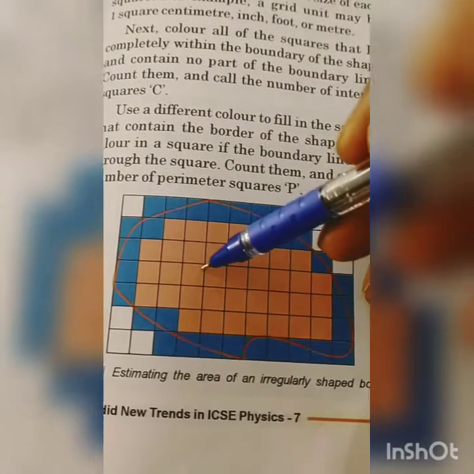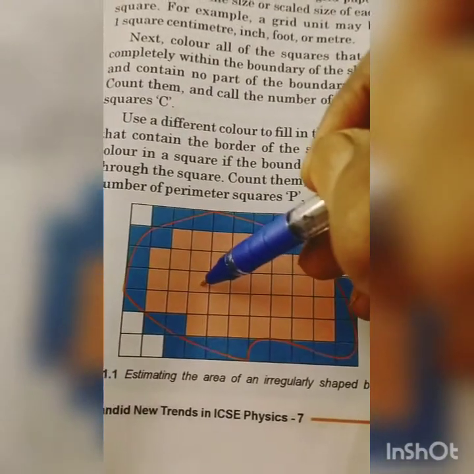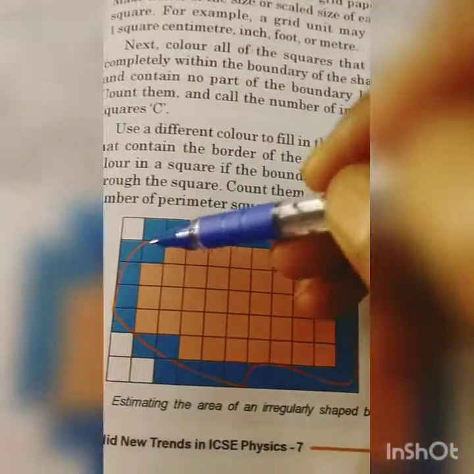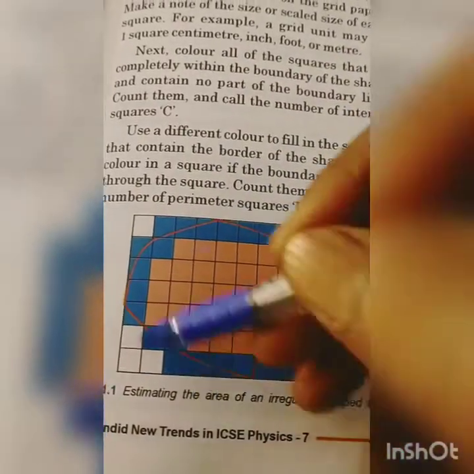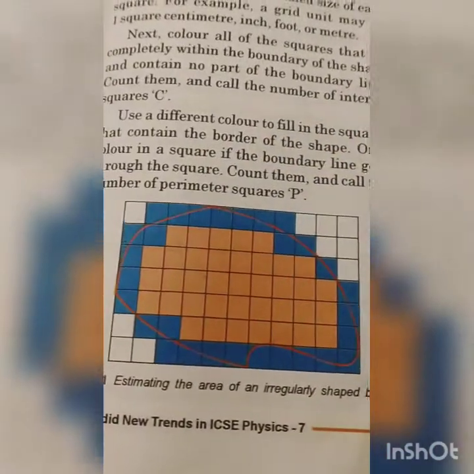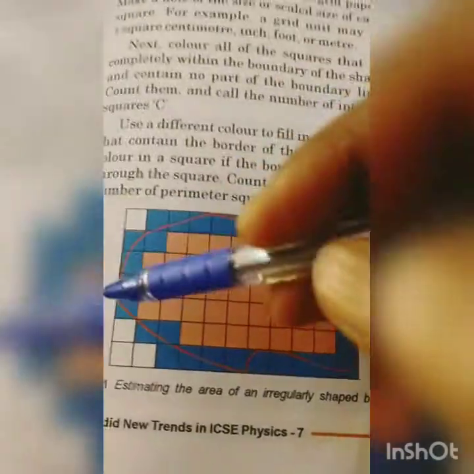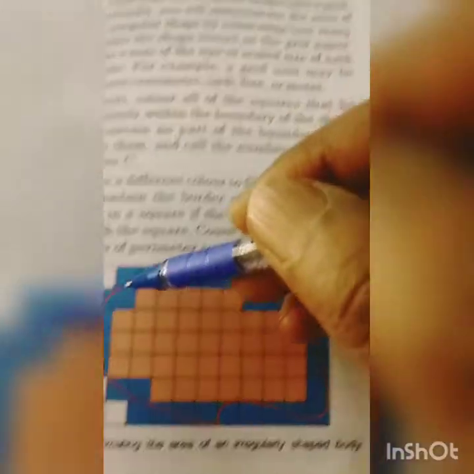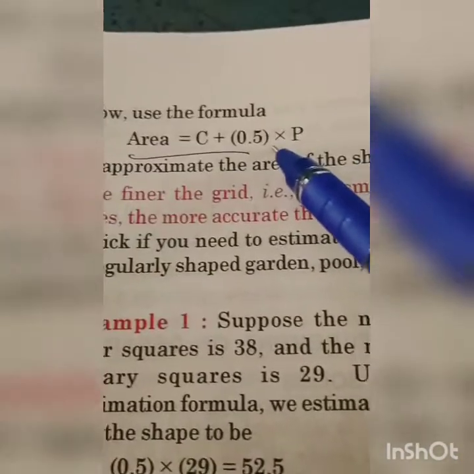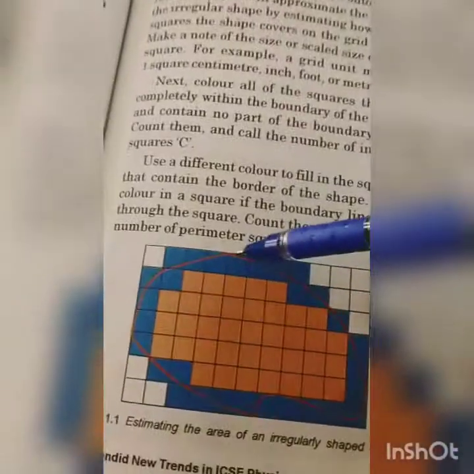So if each square is 1 centimeter square, then the complete squares you just multiply by 1, and the boundary squares you take as half. So count these squares and multiply by half, 1 upon 2, or multiply by 0.5. 0.5 or 1 upon 2 is the same. Or in other words, you can say just divide by 2.